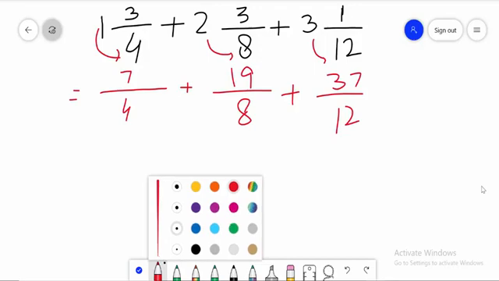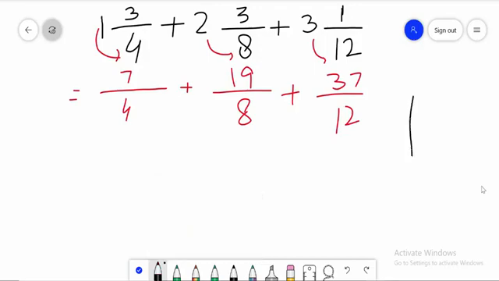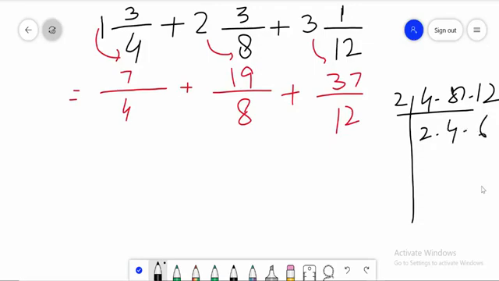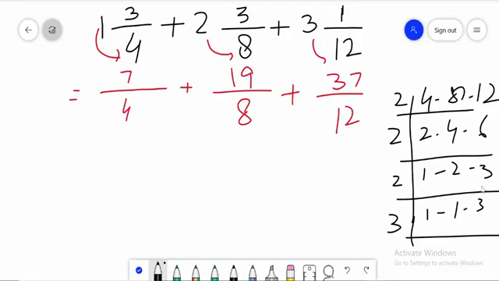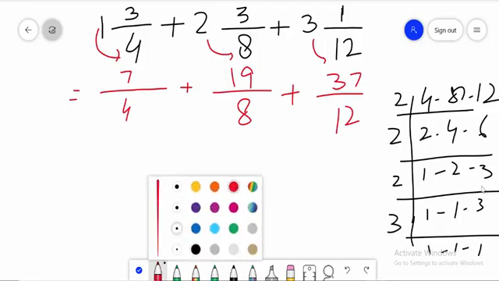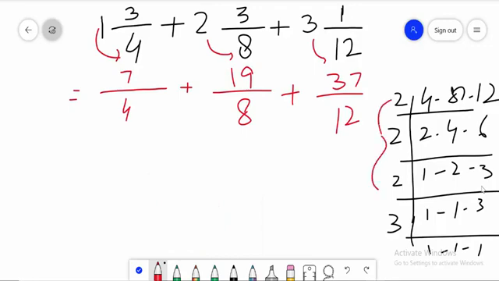So the next step is to take the LCM of these three numbers: 4, 8 and 12. Dividing by 2: 2 2s are 4, 2 4s are 8, 2 6s are 12, then 2 1s are 2, and 3 1s are 3. Now simply multiply these prime factors: 2 2s are 4, 4 2s are 8, 8 3s are 24. The LCM is 24.